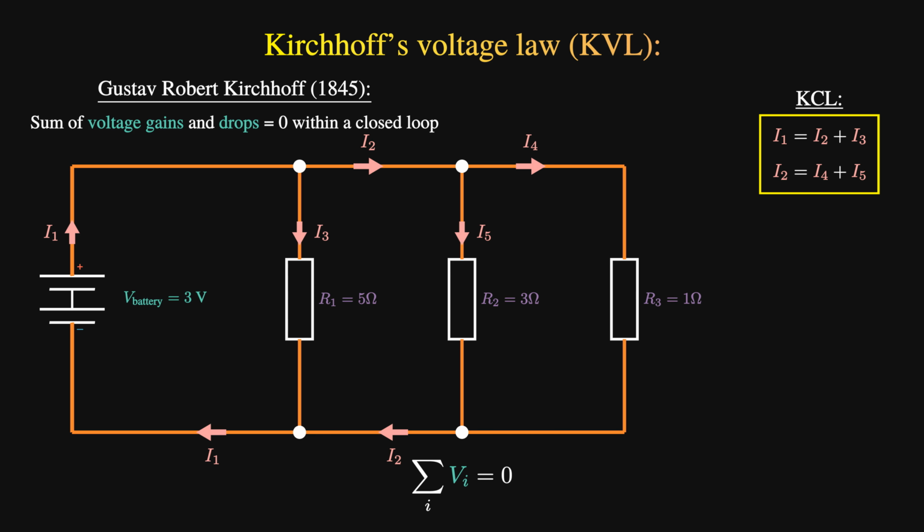In our parallel circuit, there are several paths that the electric current can go to get from the positive terminal of the battery to the negative. Let's go through each one and apply Kirchhoff's voltage law.